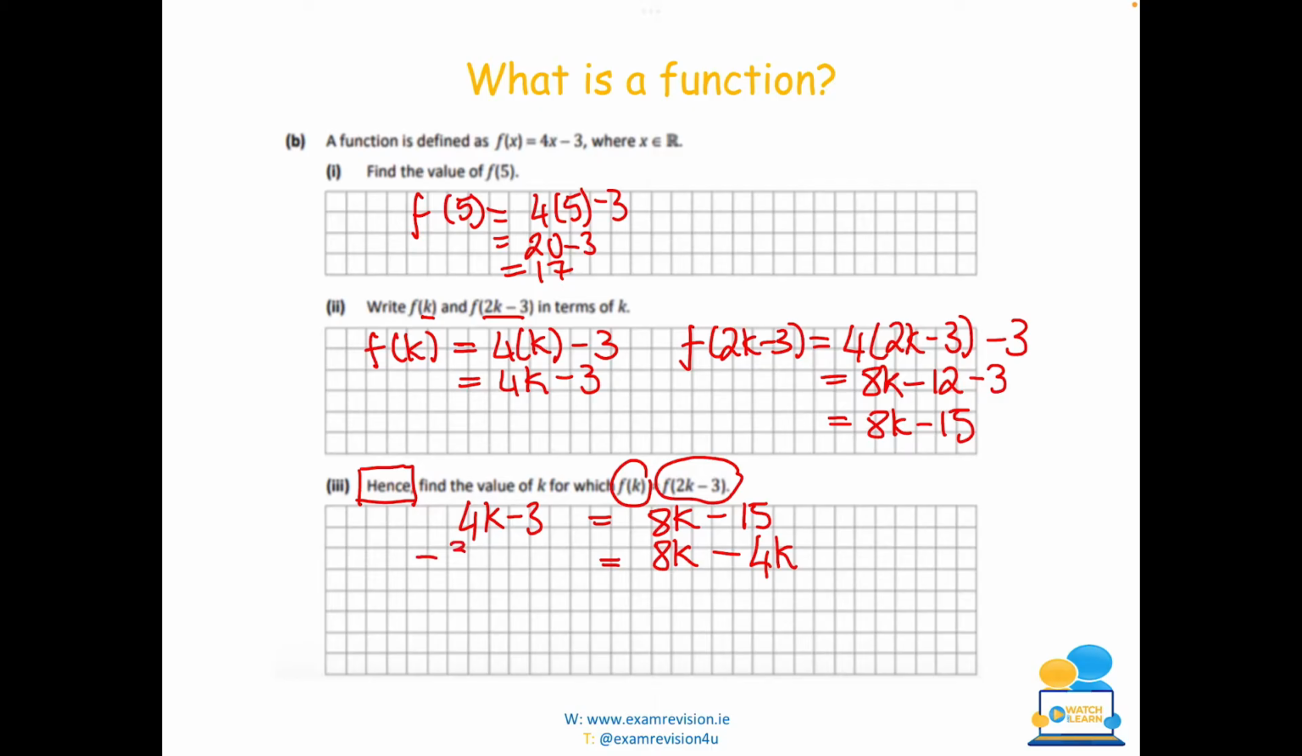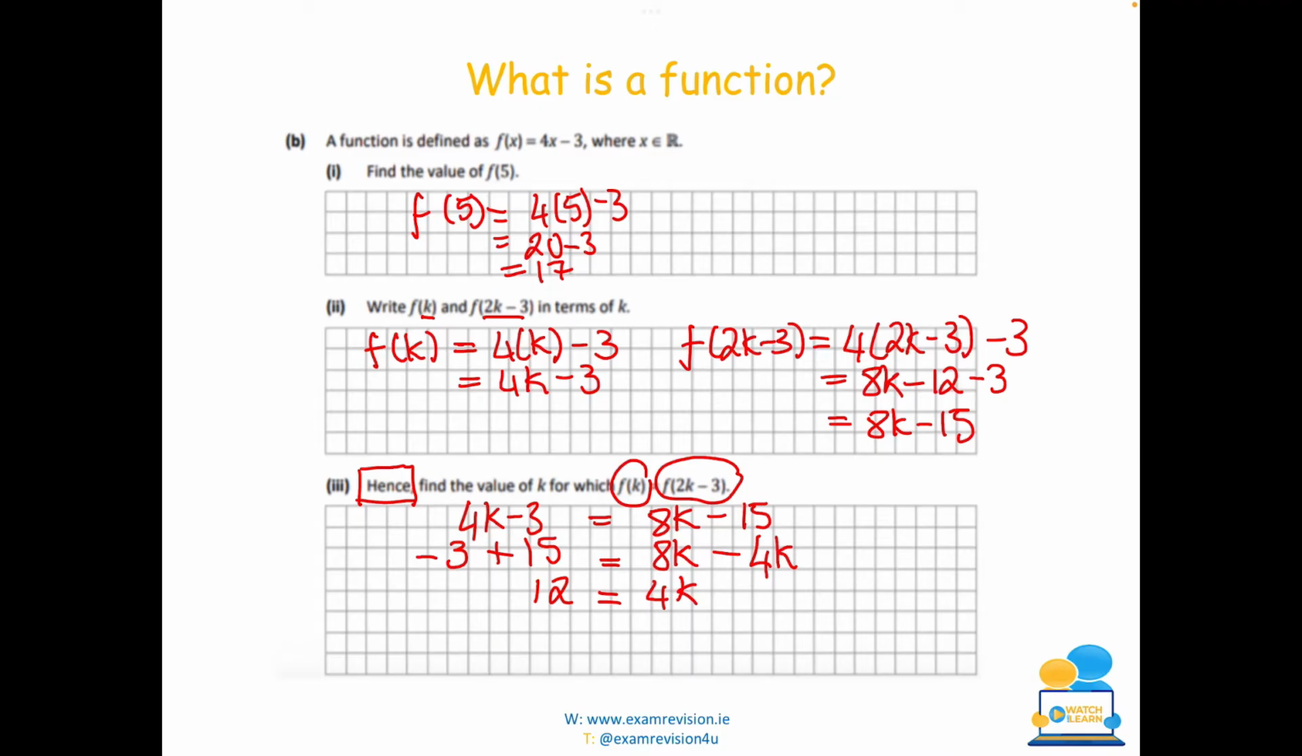I'm going to leave my minus 3 on my left hand side, and I'm going to bring my 15 over. So I'm going to add 15 onto both sides. Again, when I add 15 onto this right hand side, well, minus 15 add 15 is 0, so it's been dealt with. Minus 3 add 15 gives us 12. 8k minus 4k is 4k.